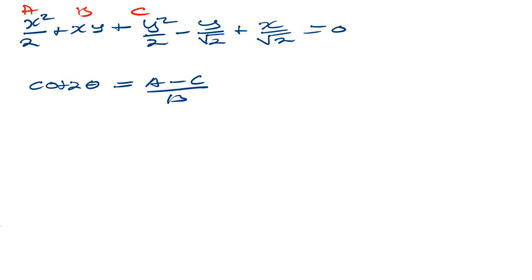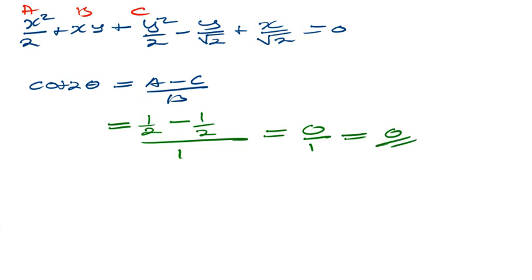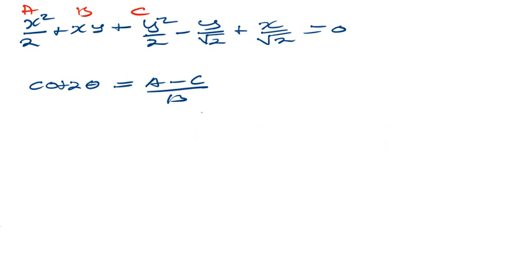So this is equal to my a, which is 1 over 2, the coefficient of x squared, minus c, which is also 1 over 2, divided by b, which is 1. Observe that at this point you get 0 divided by 1. This is going to give you a 0. You might think, wait a minute, why am I getting a 0? What angle am I going to use? This is very simple. Let me simplify it further for you. What you get here is nothing but a 0.